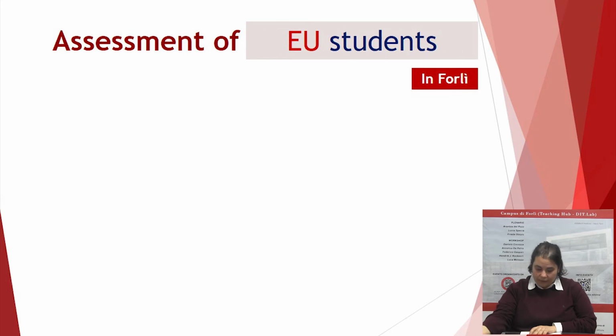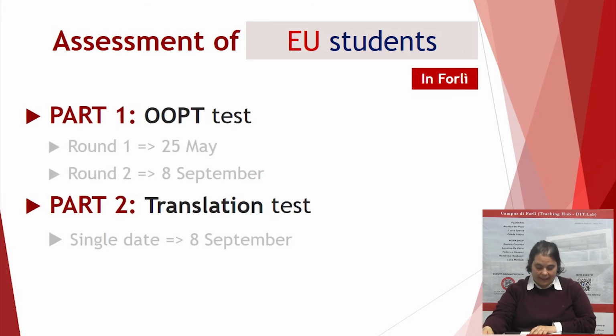If you are an EU student, you will come to Forlì to take the exam. First, you will sit the OOPT test. This is an English proficiency test. And then, if you pass it, you will take the translation test. There are 2 possible dates for passing the OOPT test. These are shown on the slides as round 1 and round 2.